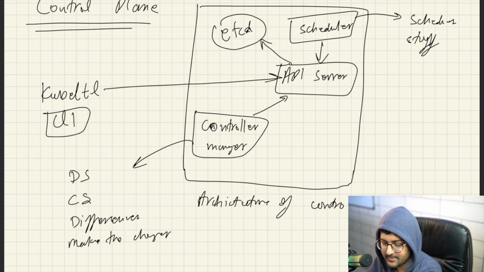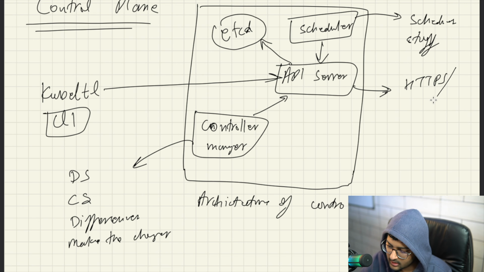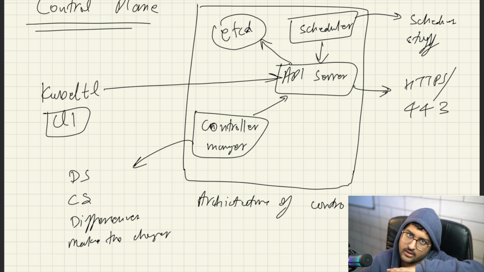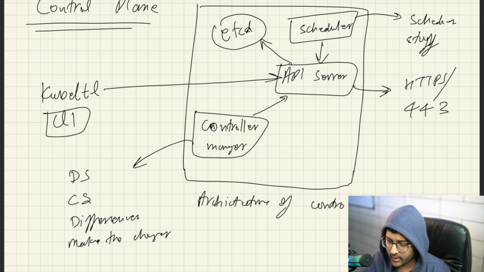And since the API server is listening to HTTPS requests, it listens on port 443 when you make a POST request. If you don't know about these basic things, please check out the networking video. It's very important. I did a complete networking course. Awesome. Okay, control plane is clear.